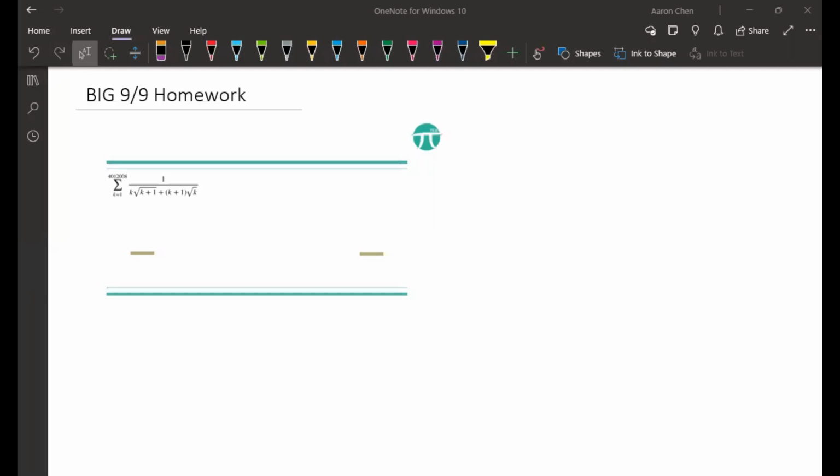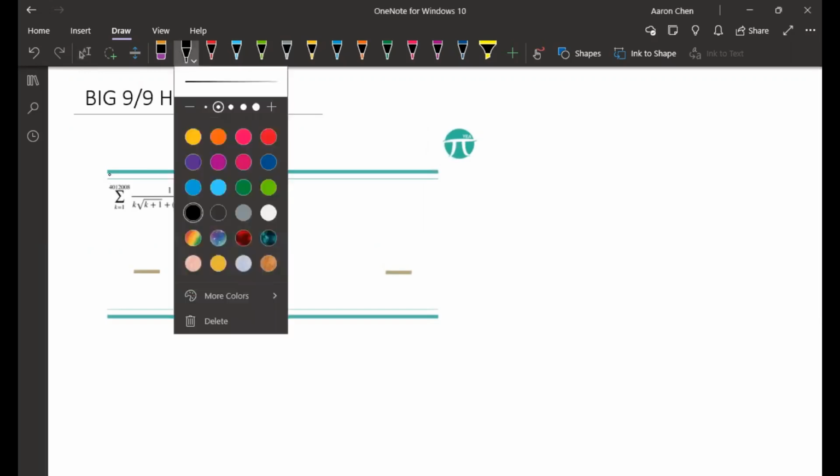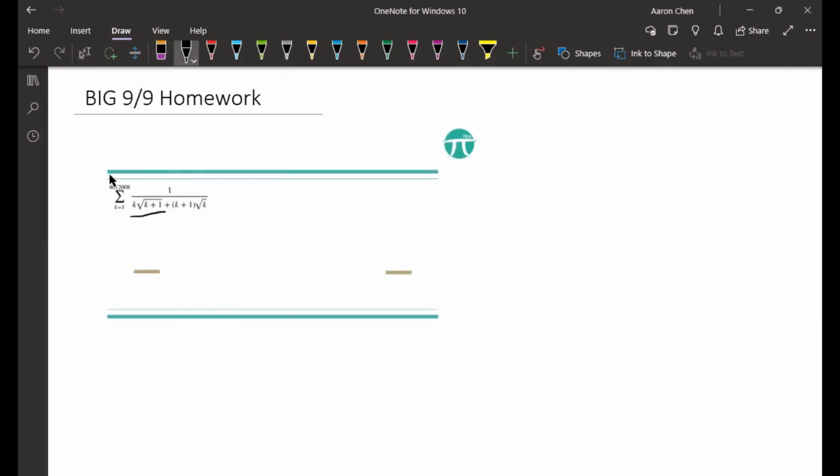Okay, hi. So welcome to the solution video for the September 9th Big Lectures homework. This is the homework problem, as you can see in here on this window. It's the sum from k equals 1 to 4,012,008 of the reciprocal of k times the square root of k plus 1 plus k plus 1 times the square root of k.